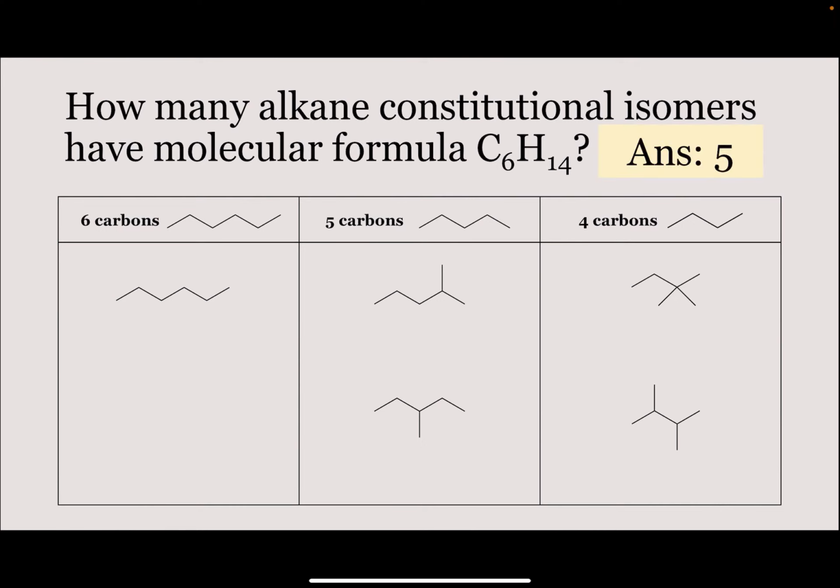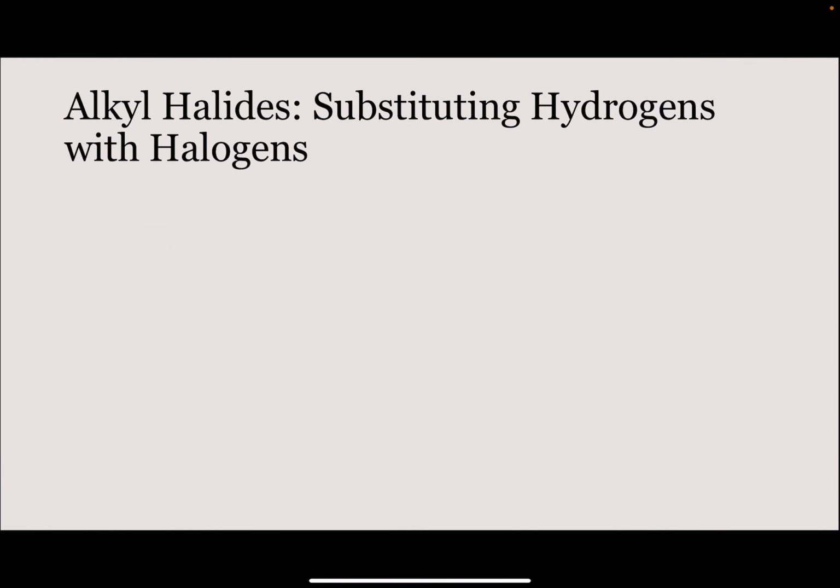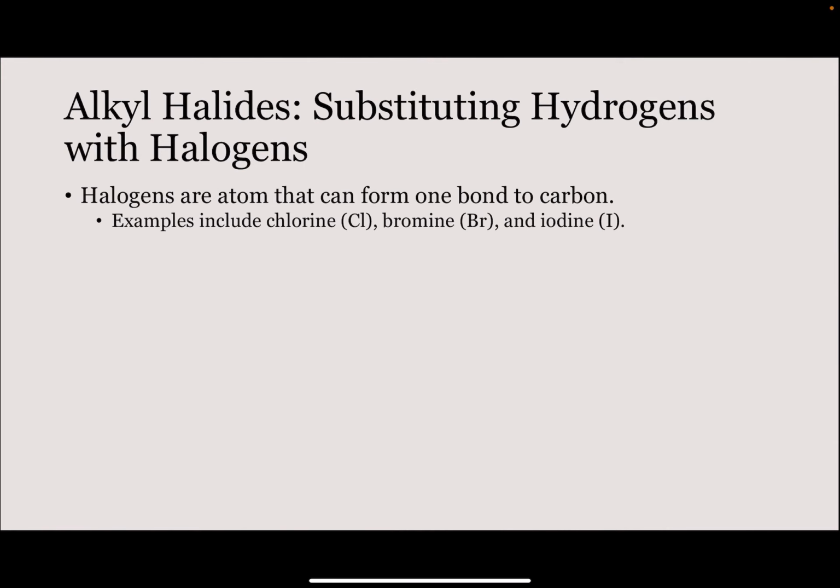So there's going to be a total of 5 constitutional isomers. Okay, let's now talk about an extra type of problem that we can have. Remember, we talked about halogens slightly before. Halogens are atoms that can form one bond to carbon, something like bromine, chlorine, or iodine.